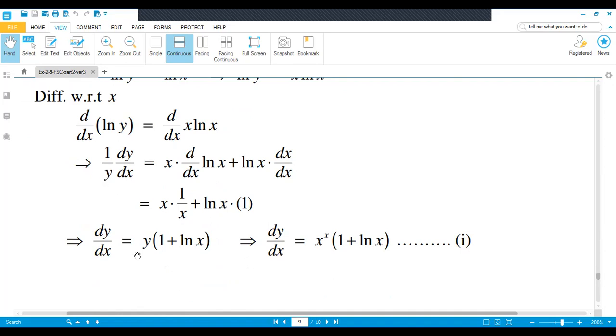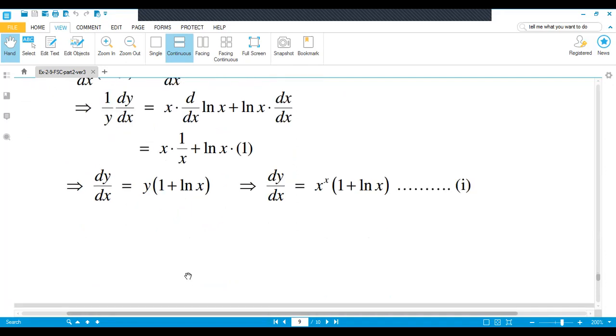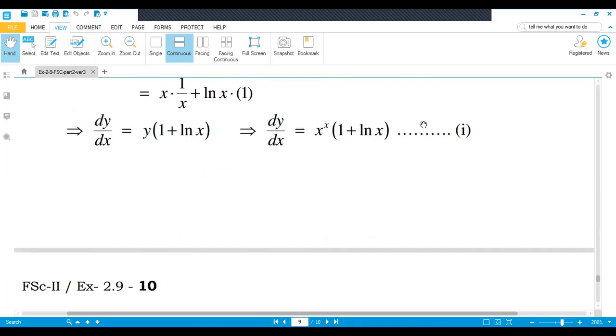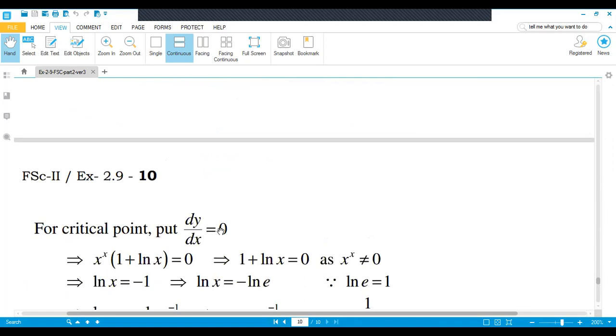y is divided here, shifted to this side, so multiply. You put the value of y which is given, x power x into 1 plus natural log of x. This is the first equation, or first derivative. For the stationary point, in this first derivative, we put dy by dx equal to 0. So when we put x power x into 1 plus natural log of x equal to 0, this x power x multiplied here is shifted to the other side, so it will be divided. 0 divided by any number is 0.